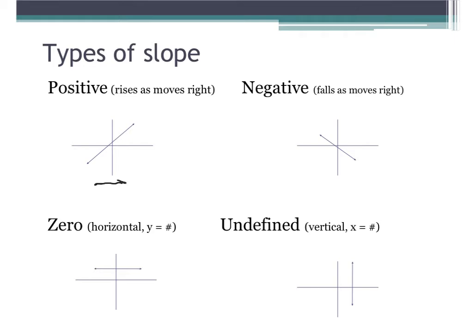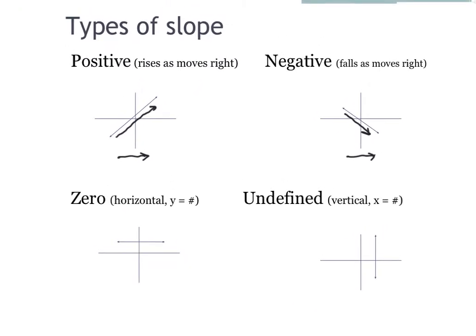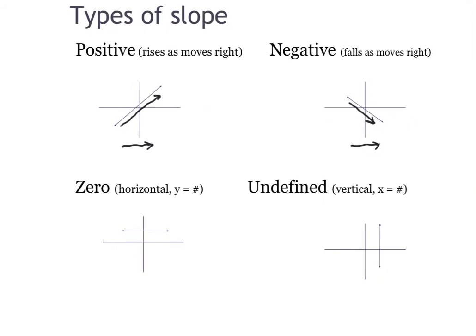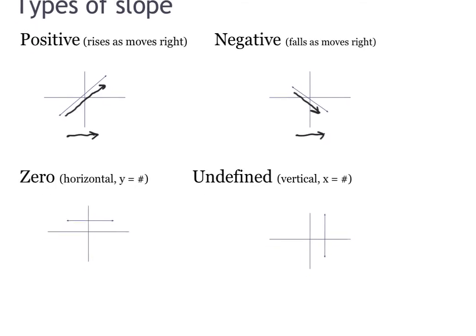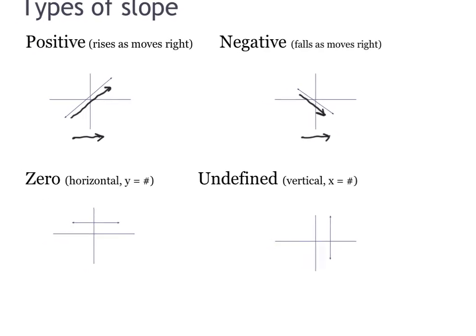Okay, so a positive slope is one that rises as we move to the right. So see how if we're moving along this graph to the right, it's increasing. Same thing with a negative slope. As we move to the right, it's going down. So it's falling. For a zero slope, that would be a strictly horizontal line, okay? Y would equal a number. And for undefined, that would be a vertical line. So x would equal a number.